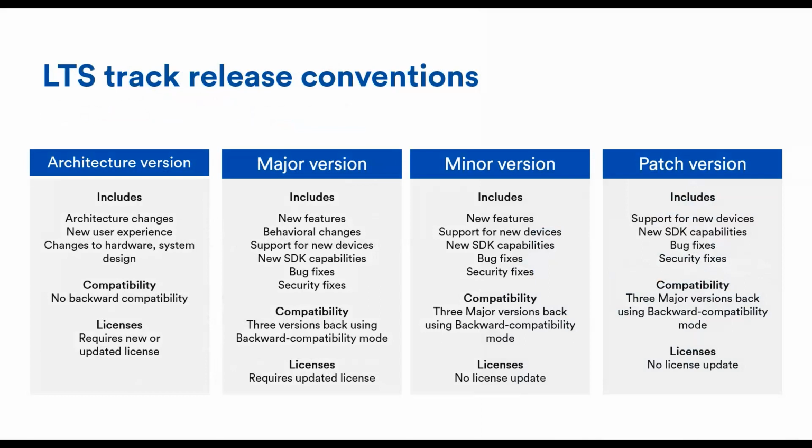What this means in practice is that if you look at different types of releases in the regular release track called the continuous delivery release track, you would have architecture versions, major versions such as 5.9, then minor versions such as 5.9.1. There is also a fourth type of releases called a patch version. Patch versions come in when a major release no longer is in general availability, when a newer version is available. At that point, we continue maintaining that release with patches, which include support for new devices, new SDK capabilities, bug fixes, and security fixes.